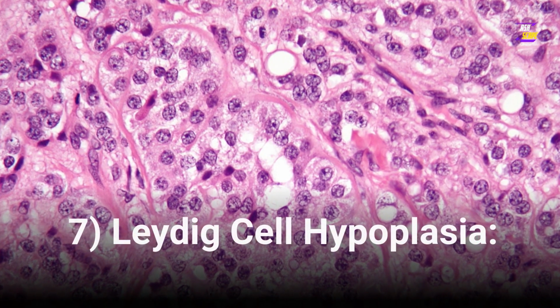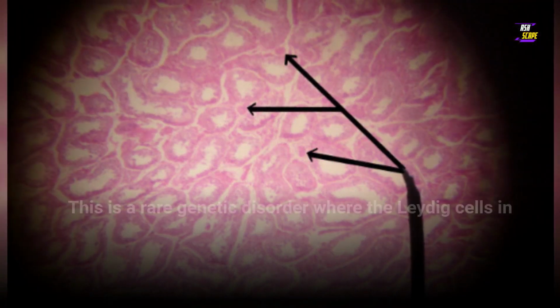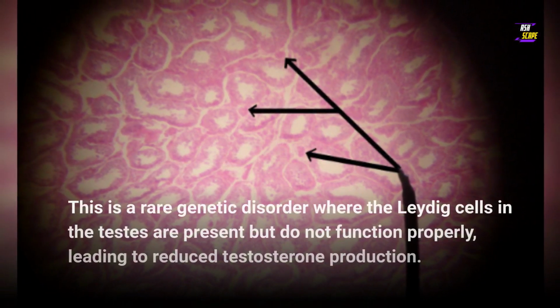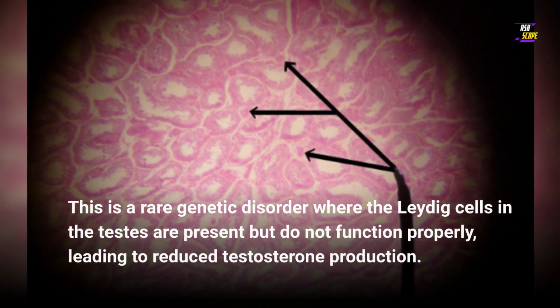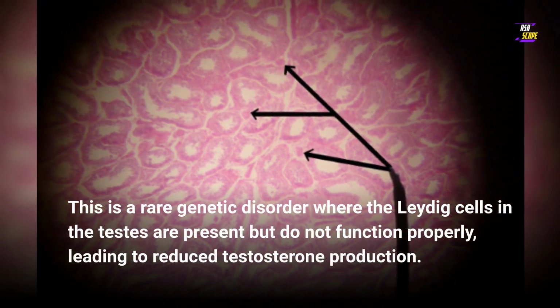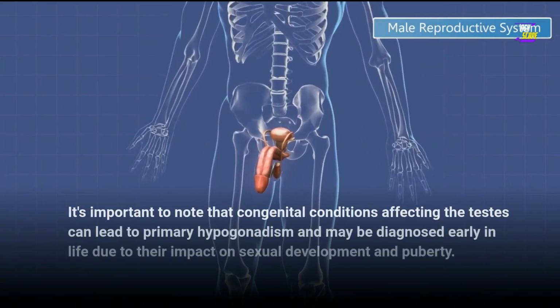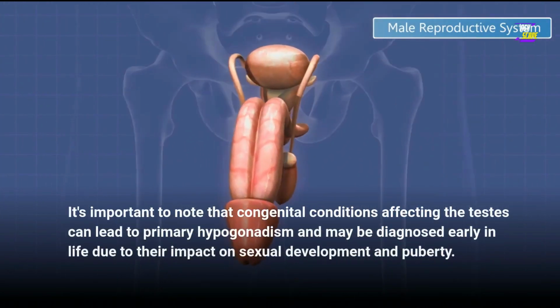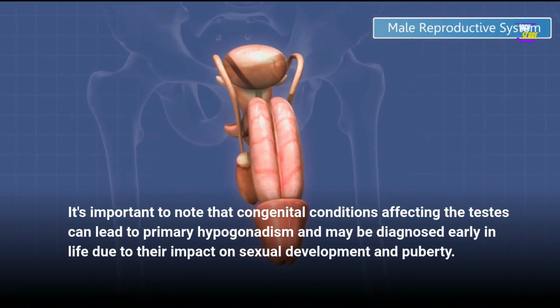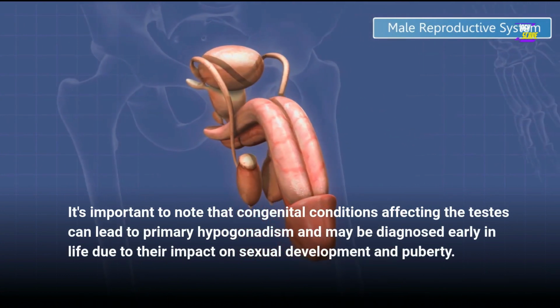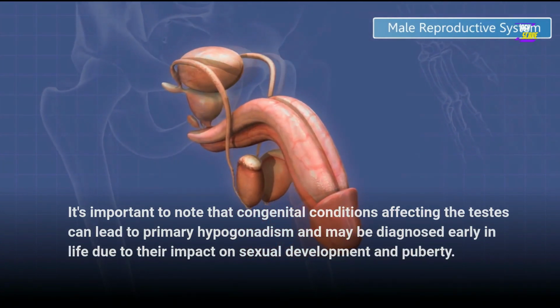7. Leydig cell hypoplasia. This is a rare genetic disorder where the Leydig cells in the testes are present but do not function properly, leading to reduced testosterone production. It's important to note that congenital conditions affecting the testes can lead to primary hypogonadism and may be diagnosed early in life due to their impact on sexual development and puberty.